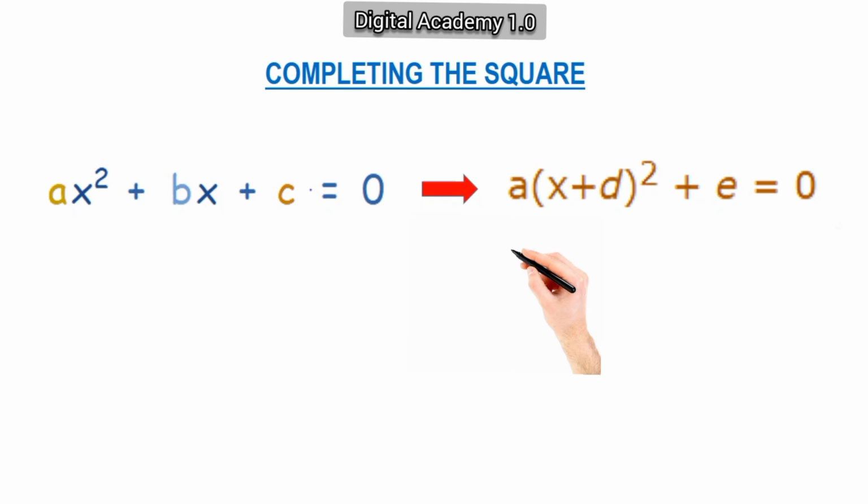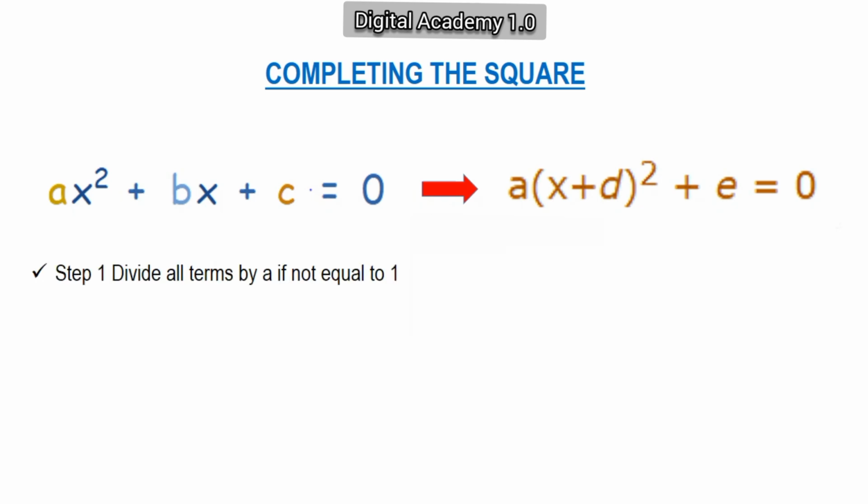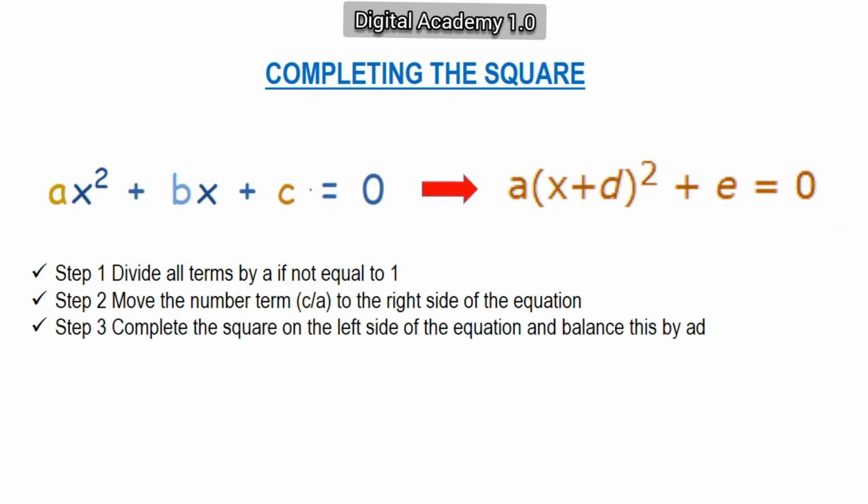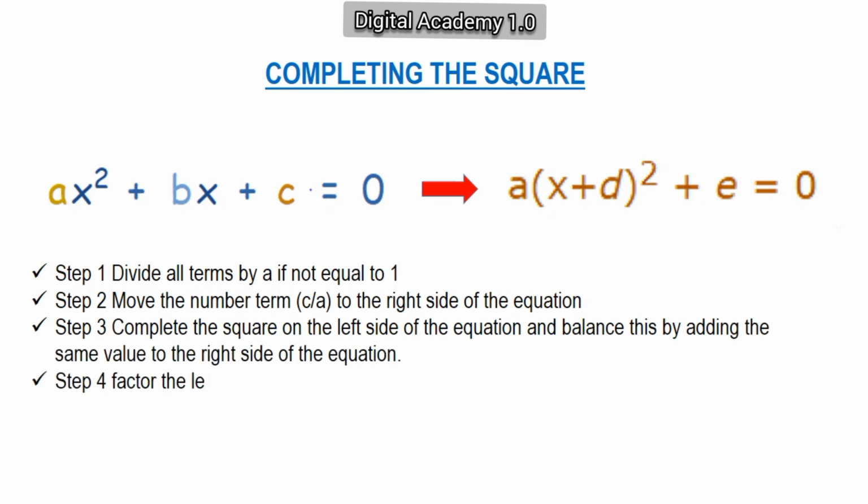Step 1. Divide all terms by a if a is not equal to 1. Step 2. Move the number term c, a, to the right side of the equation. Step 3. Complete the square on the left side of the equation and balance this by adding the same value to the right side of the equation.